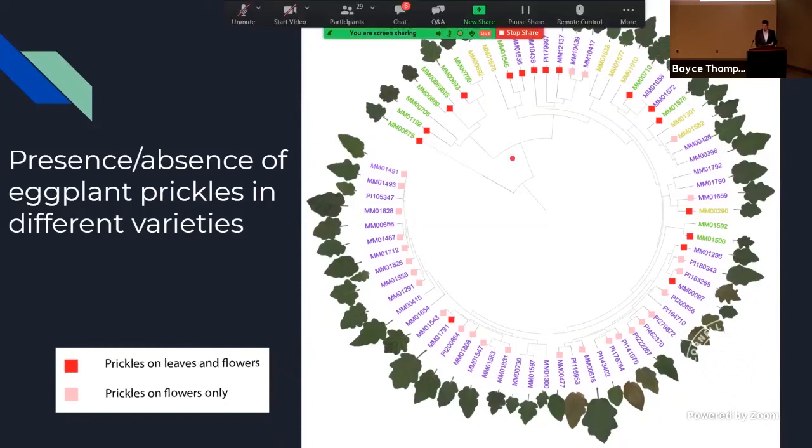And as expected, the wild ones are more likely to have prickles on the flowers and leaves, and then it seems as though the Melangina are more likely than not to have prickles, but only on the flowers. Overall, though, we want to look at the trend that this phylogeny shows us, and we're going to see an overall reduction in prickle phenotype, ultimately resulting in prickles being only on the flowers.